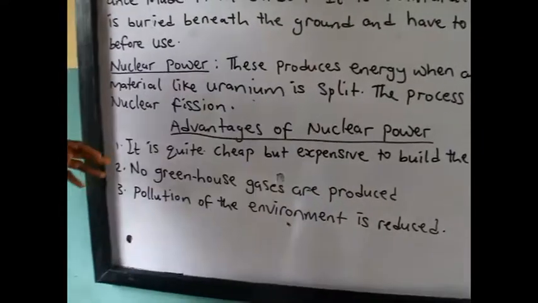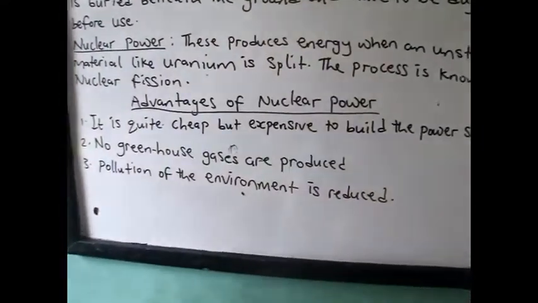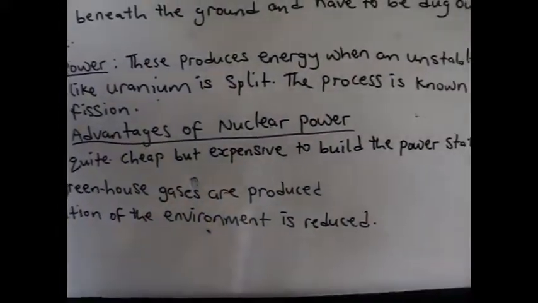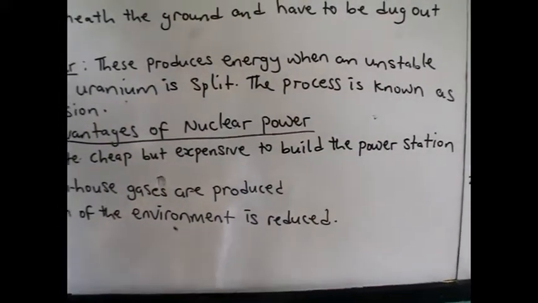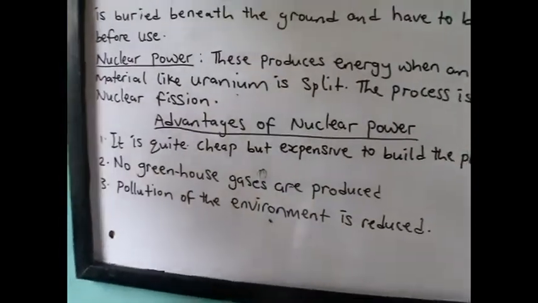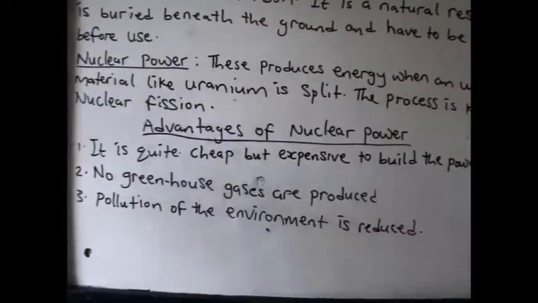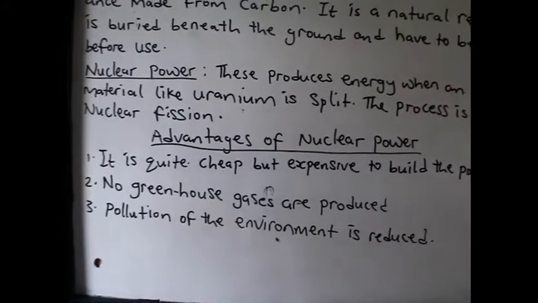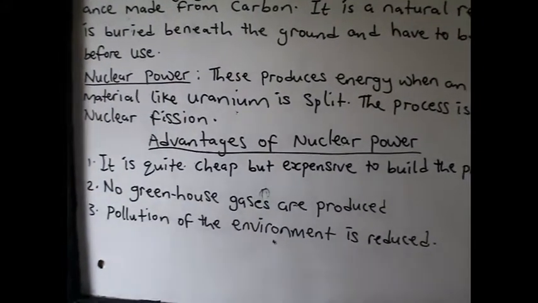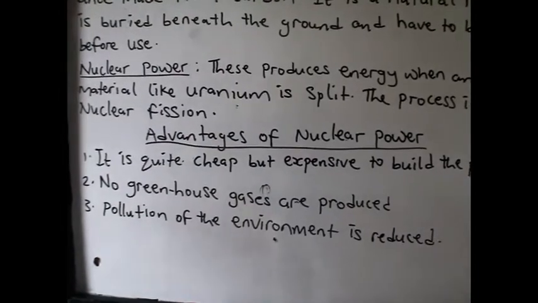Let us look at the advantages of this nuclear power. One, it is quite cheap, but expensive to build the power station. Using this is very cheap because they are gotten from nature. But building of the plant is something that is ranging in billions of dollars. So some people, some countries cannot even afford it.